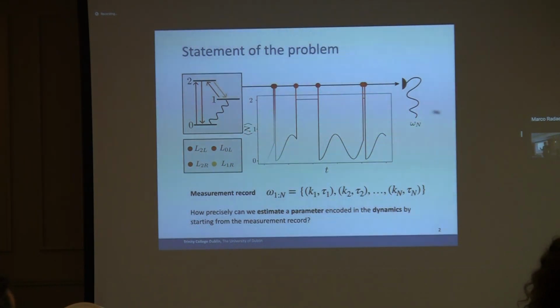Now the problem is, let's say that we want to use this object to measure a parameter which is encoded somewhere in our physical system. For example, in the case of a 3-level maser, we can think of the temperature of one of the 2 baths. And then the question is, how precisely can we estimate this parameter starting from an object like this?